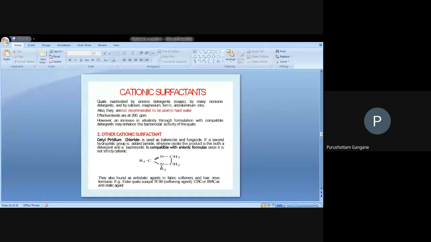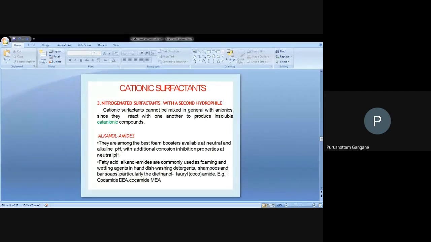Another example of cationic surfactants is cetyl pyridinium chloride. Okay, apart from the quats, it is also a popular cationic surfactant. It also acts as a bactericide and fungicide. And if the second hydrophilic group, that is an amide or ethylene oxide group, is attached, it becomes a bactericide and is also compatible with the anionic formulas. If you add one more amide or ethylene oxide group to this, they can be compatible with the anionic surfactant also.